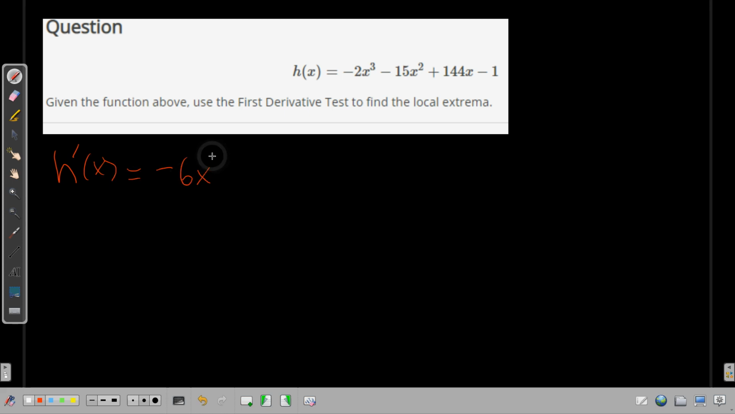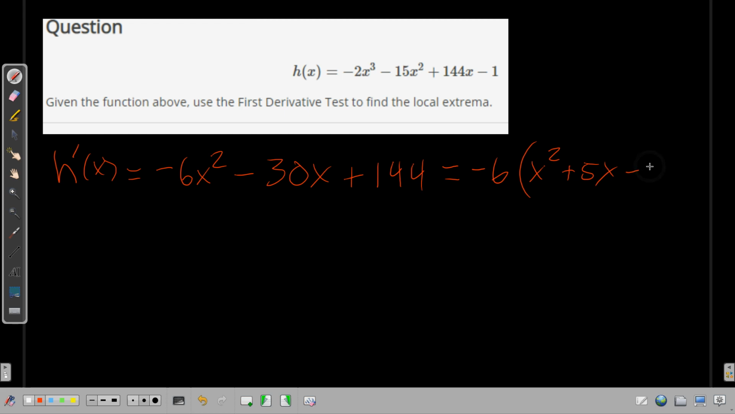Here we get minus 6x squared minus 30x plus 144. Now I need to factor this derivative. So a negative 6 will factor out of all three of those terms, and I'd be left with x squared plus 5x plus 6 minus 6 times 12. Let's see. So, no, not minus 6 times 12, sorry. So, 2 times 12, that's what I meant. So this would be minus 24.